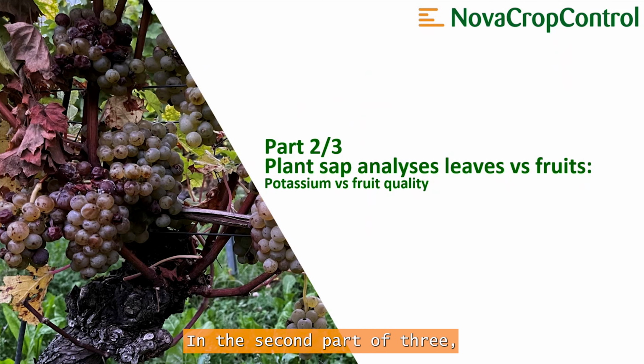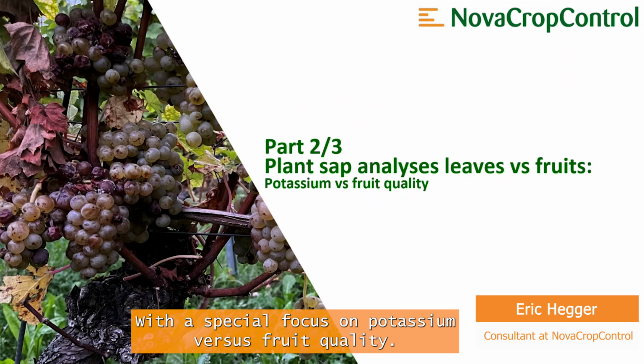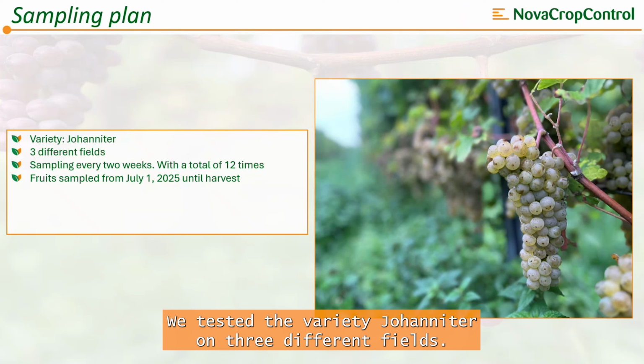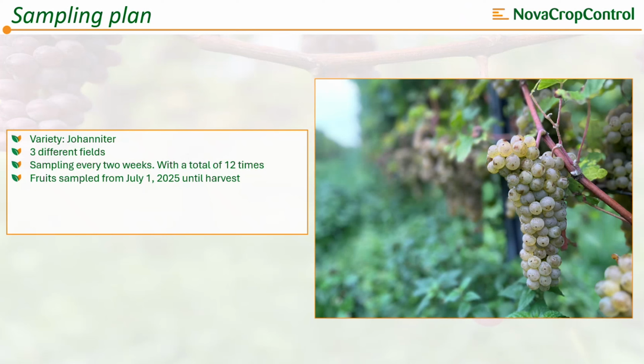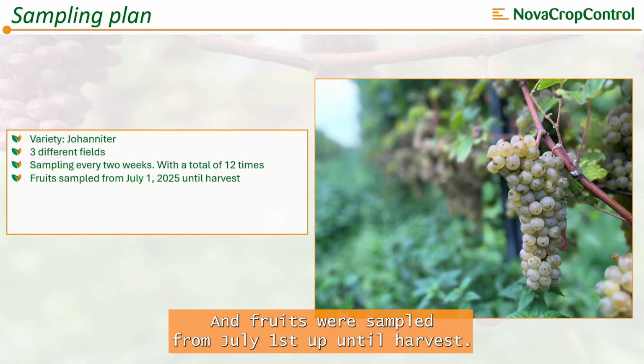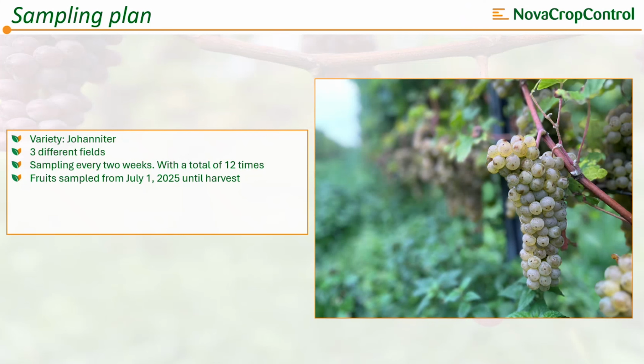In the second part of 3, we're going to look at plant sub-analysis, leaves versus fruits, with a special focus on potassium versus fruit quality. We tested the variety Johanita on 3 different fields. We sampled the fields every 2 weeks, a total of 12 times, and fruits were sampled from July 1st up until harvest. And on the right side you see a picture of the Johanita.